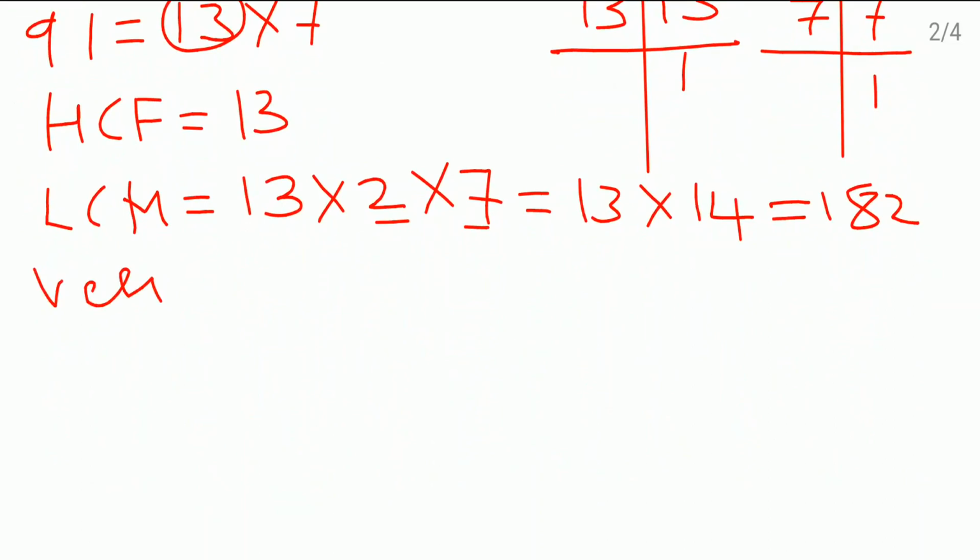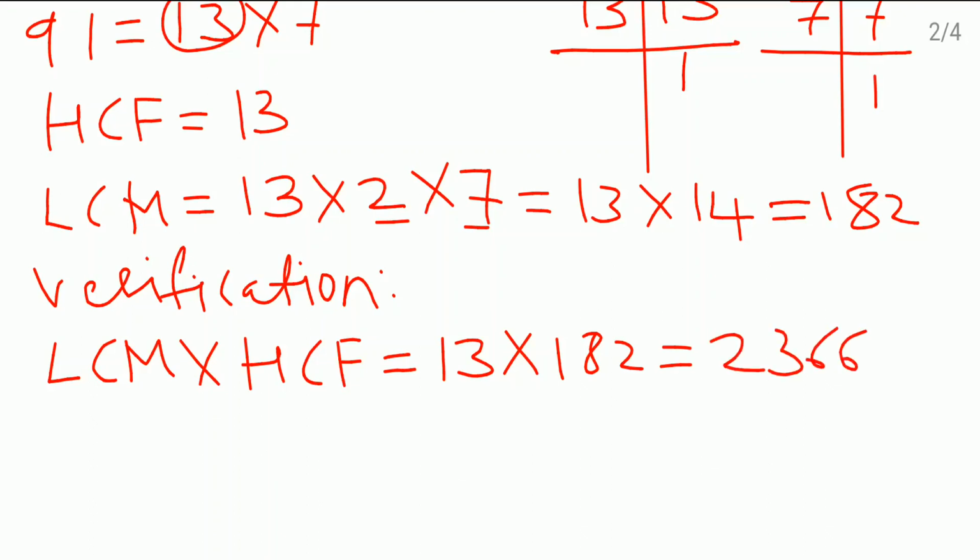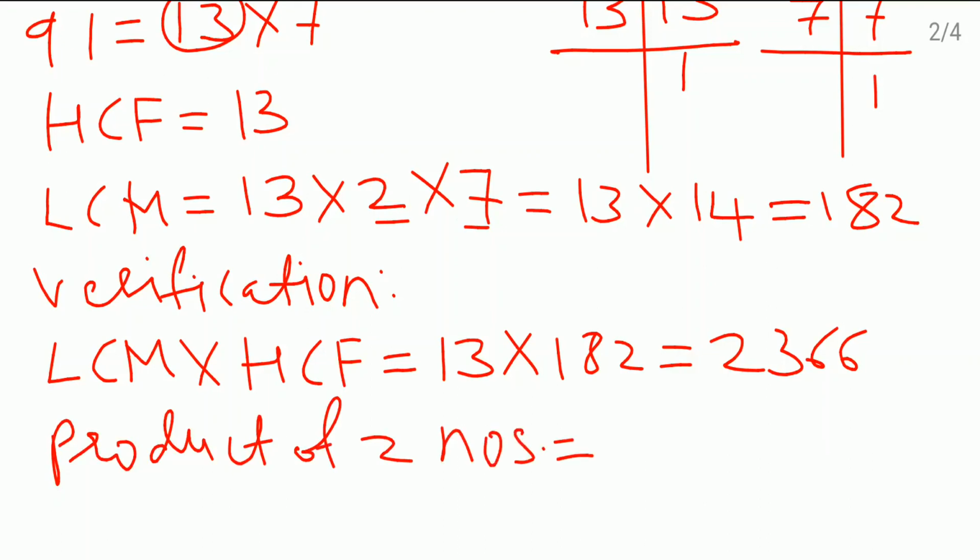So here, verification. I'll write LCM into HCF, which is equal to 13 into 182. If I do the product, our product comes as 2366. Now I'll multiply both the numbers. Here I'll write the product of two numbers. So which are those two numbers? 26 into 91. As I do the product, I get 2366.